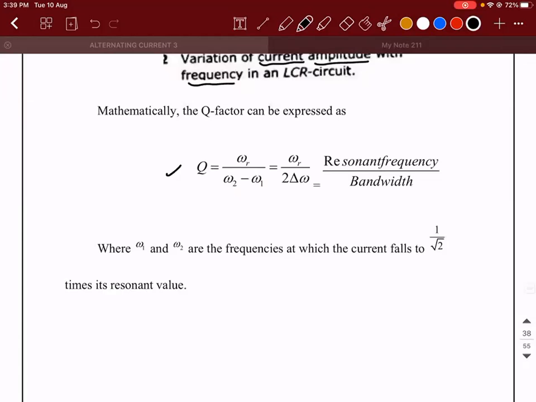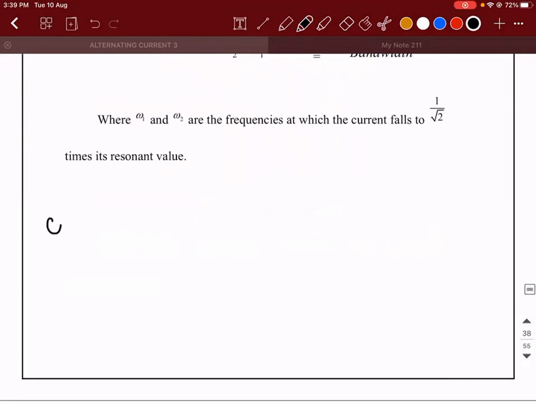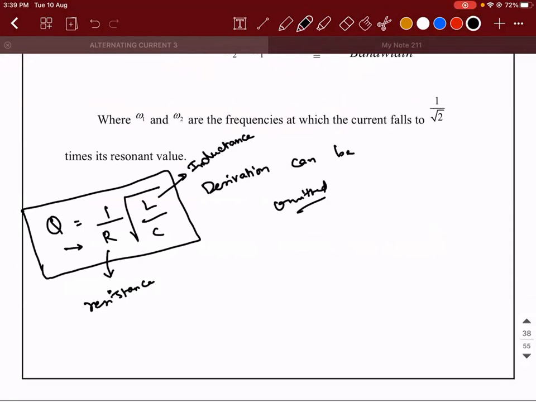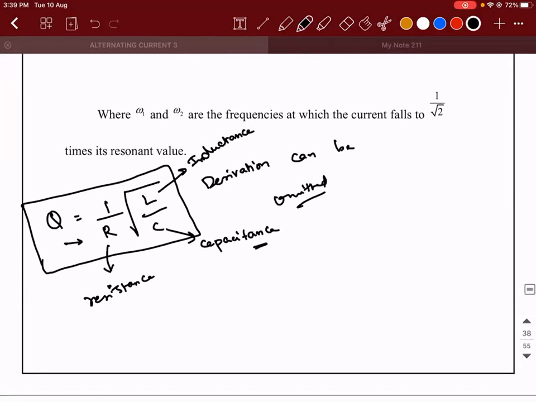Am I clear, guys? So write down, there is one more formula also for this. Q is defined as 1 by R into root of L divided by C. You don't need the derivation of this. So derivation can be ignored. It's not there. So quality factor is defined as 1 by R into root of L by C, where R is resistance, L is inductance, and C is capacitance.